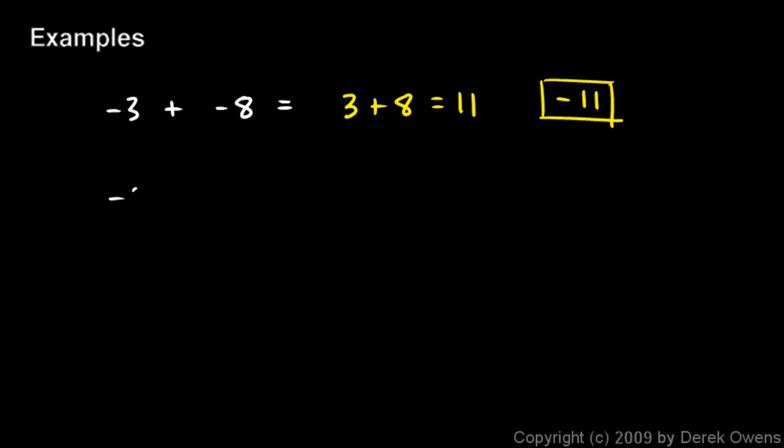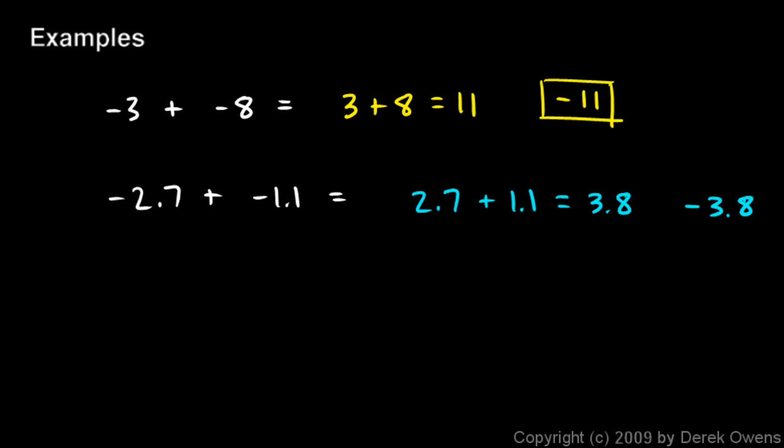Here's another example. -2.7 plus -1.1. What is that? Well, in my mind, I think 2.7 plus 1.1. That's a total of 3.8. So I'm going 2.7 to the left, and I'm going 1.1 to the left for a total of 3.8 to the left. So my answer is negative 3.8, and it's negative because it's to the left on the number line. And in my mind, I'm actually picturing moving along the number line those distances.